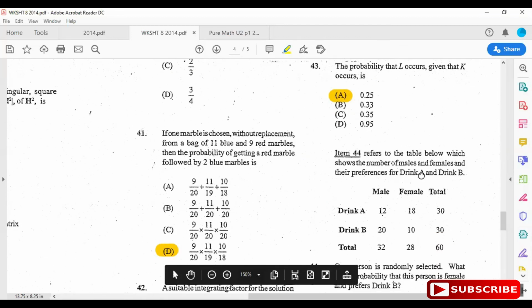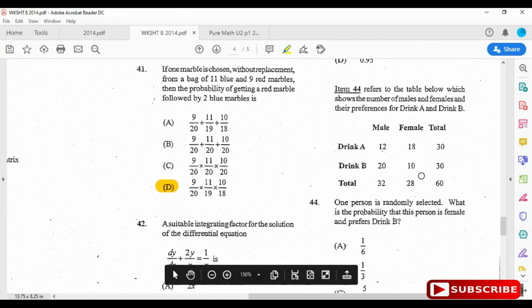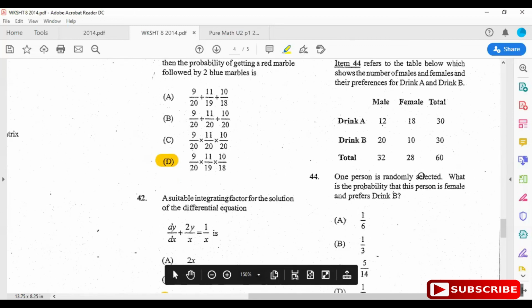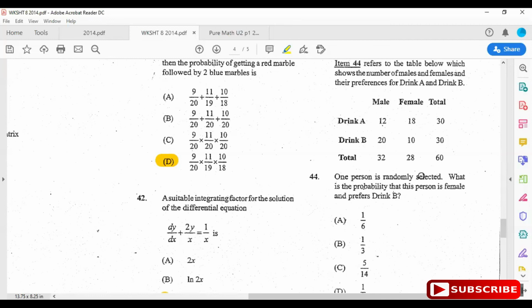All right. Question 44 is another diagram question. They're asking now, what's the probability that the person is a female and drinks B? So using this, find the probability the person is a female and drinks B.